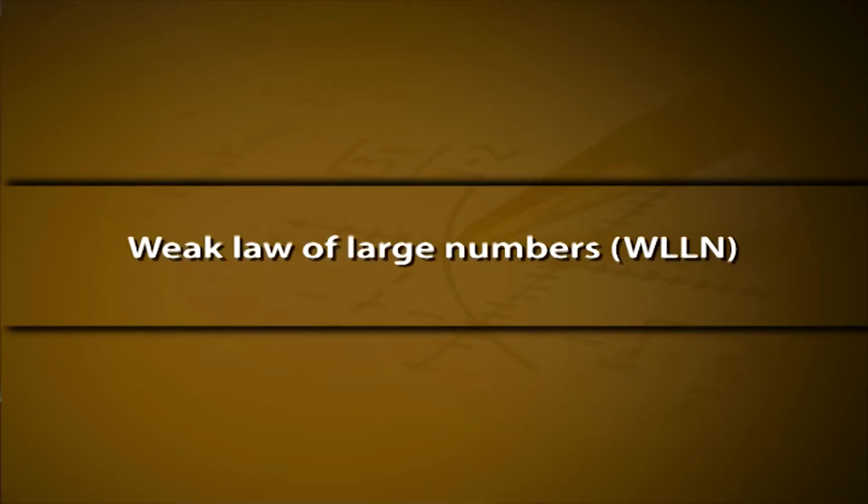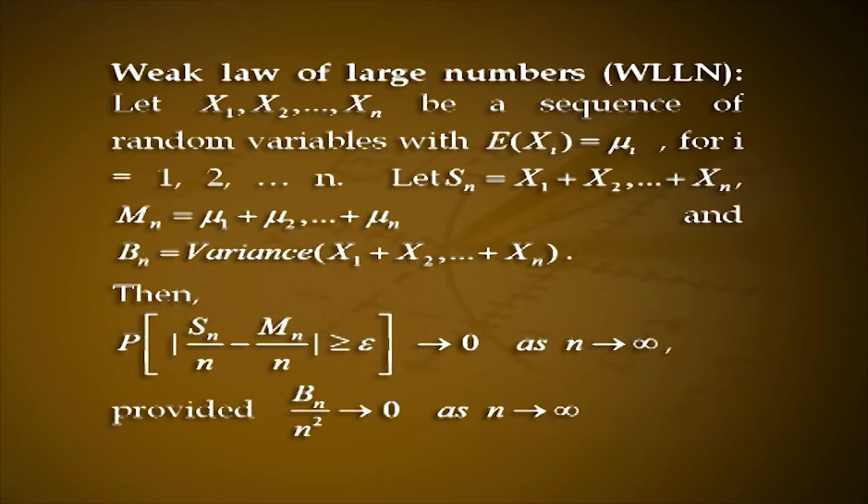Weak law of large numbers, WLLN. Let X1, X2, etc., Xn be a sequence of random variables with expectation of Xi equal to mu i for i equal to 1, 2, etc., n. Let Sn equal X1 plus X2, etc., plus Xn, Mn equal mu1 plus mu2, etc., plus mun, and Bn equal variance of X1 plus X2, etc., plus Xn. Then probability of modulus of Sn by n minus Mn by n greater than or equal to epsilon tends to 0 as n tends to infinity, provided Bn by n square tends to 0 as n tends to infinity.